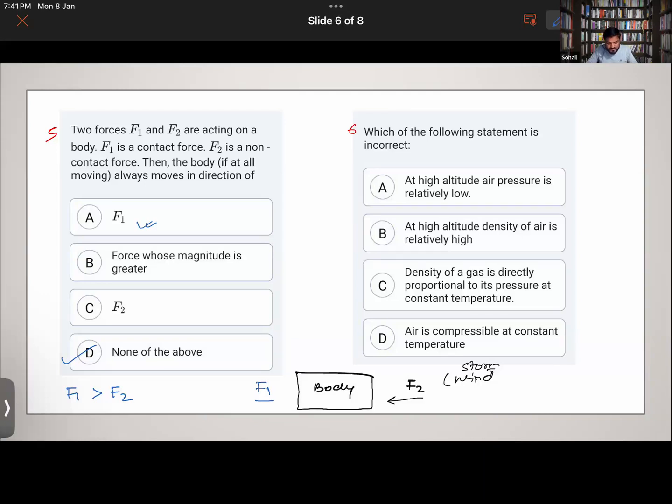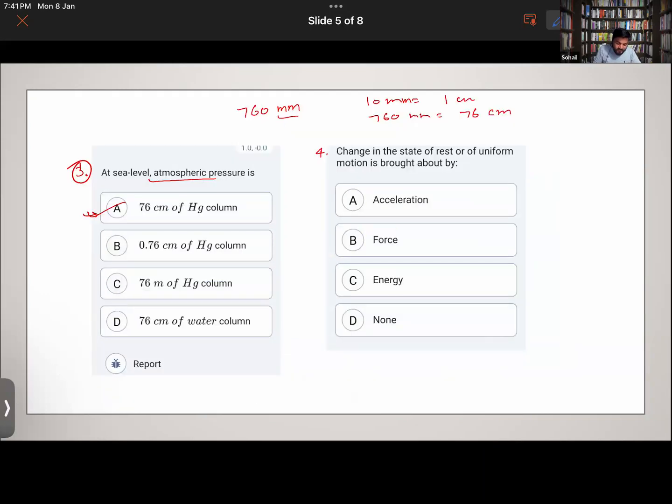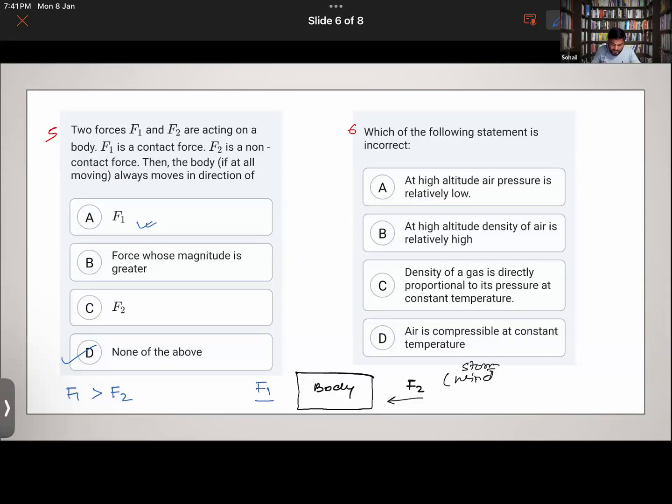So one more thing you missed, Moaz. The answer of question number 3 is option number A. We know that the sea level atmospheric pressure is 760 millimeter, or converted to centimeter, it will be 76 centimeter. So you missed that one, and the same mistake you have done for this question also. Here, the correct answer is option number D. Did you get the explanation?